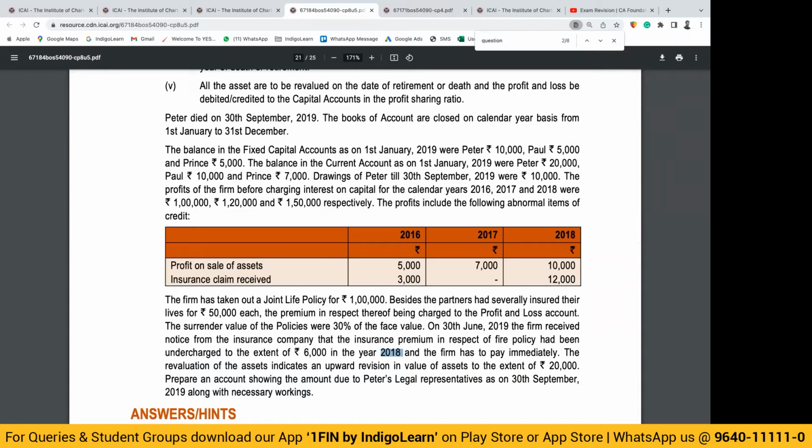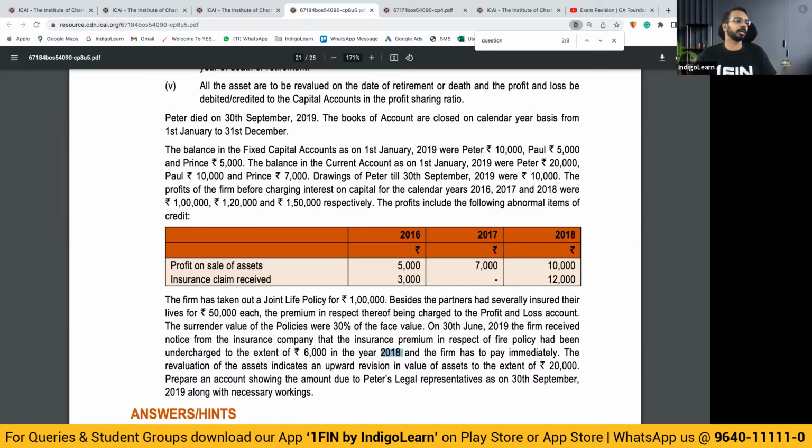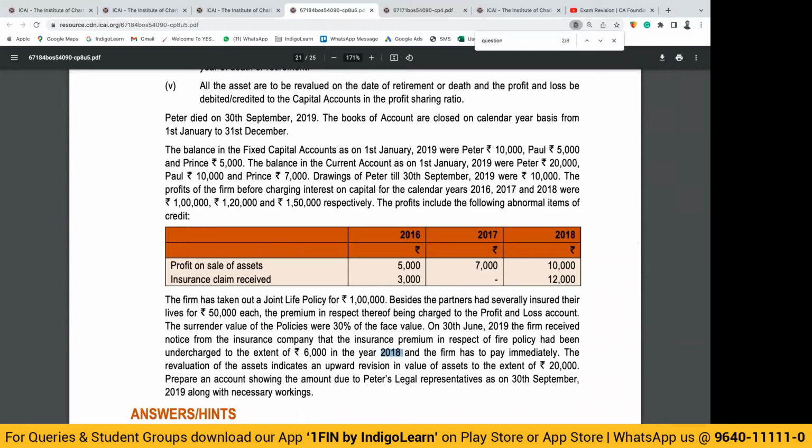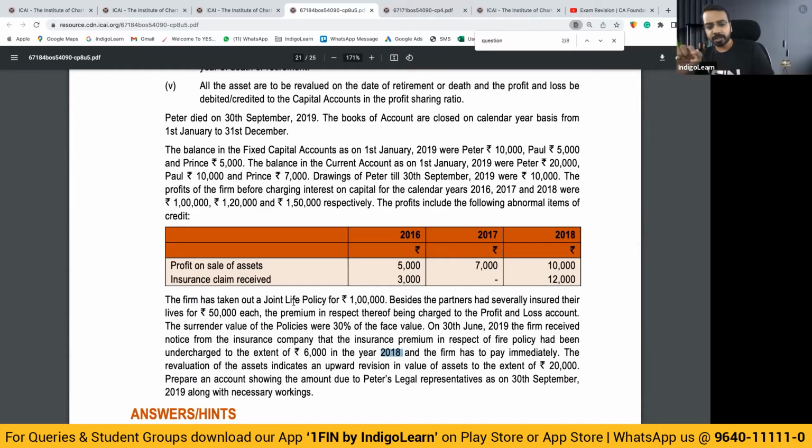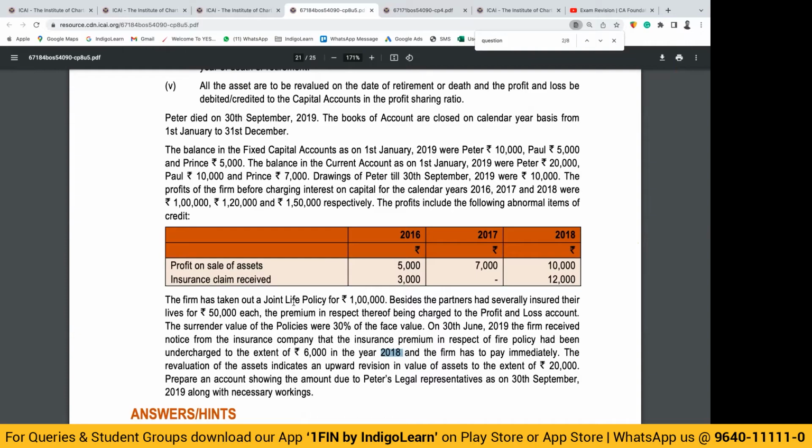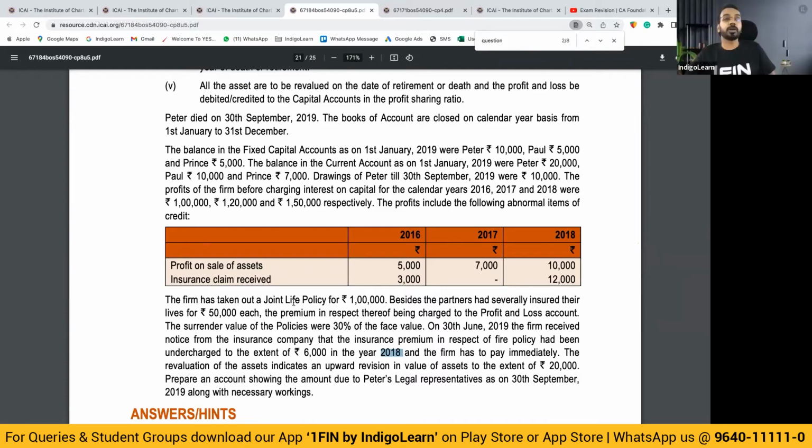So the profits of 2018 have to be reduced to the extent of 6,000. Profits of 2018 have to be reduced to the extent of 6,000. Okay, then the effect should be given to the capital accounts of all the partners. Why should we give the effect to the capital account of the partners? Because there is an unrecorded liability, there will be a revaluation account.